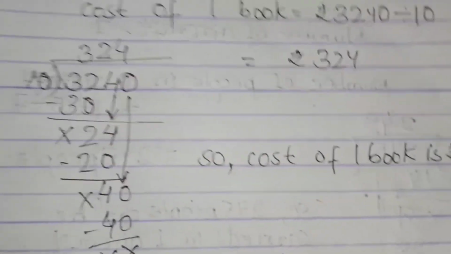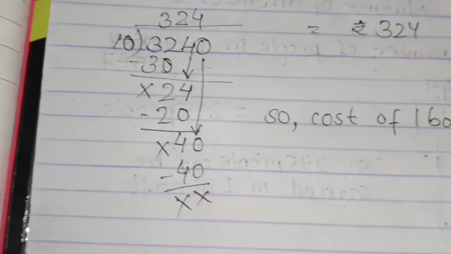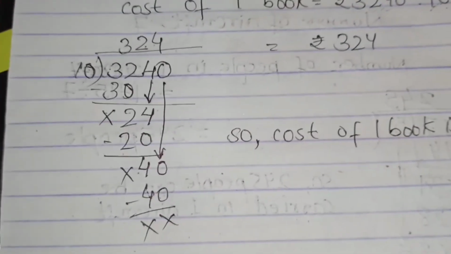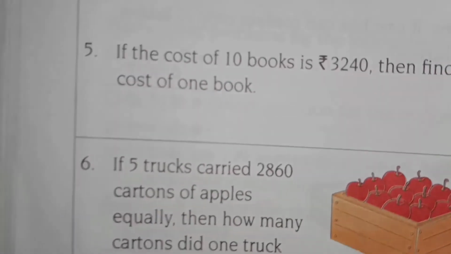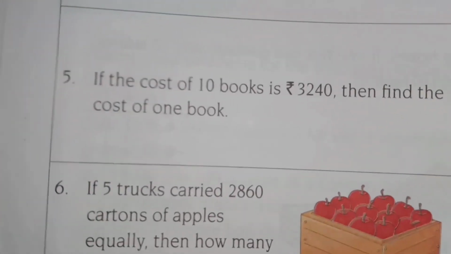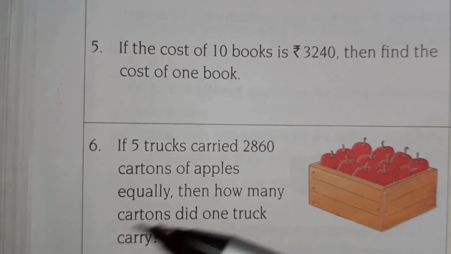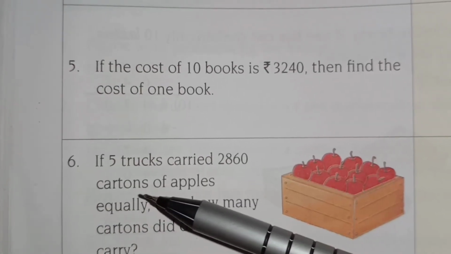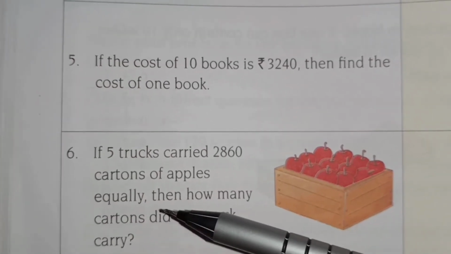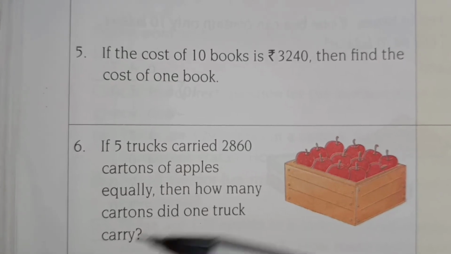So with this I have done a few questions of this exercise. There were 6 questions, so I have done 3 questions, and 3 questions will be your homework. Let me explain the last question, how to do it. Question number 6, what is it? If 5 trucks carried 2860 cartons of apples equally, then how many cartons did one truck carry?